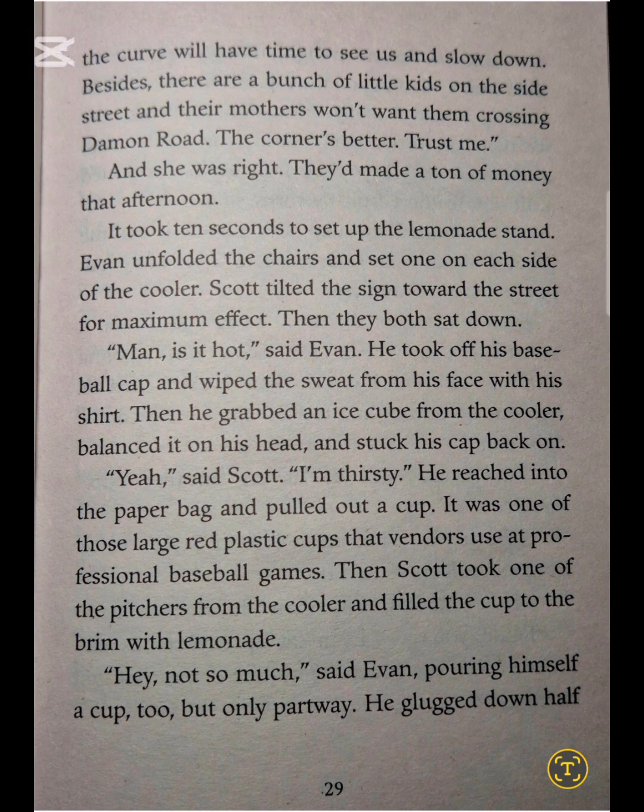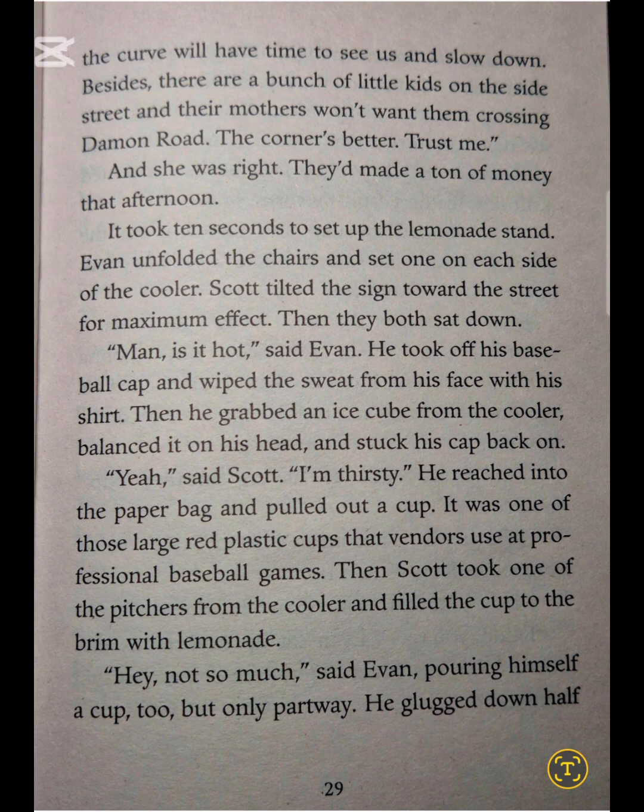"Yeah," said Scott, "I'm thirsty." He reached into the paper bag and pulled out a cup. It was one of those large red plastic cups that vendors use at professional baseball games. Then Scott took one of the pitchers from the cooler and filled the cup to the brim with lemonade. "Hey, not so much," said Evan, pouring himself a cup too, but only part way.